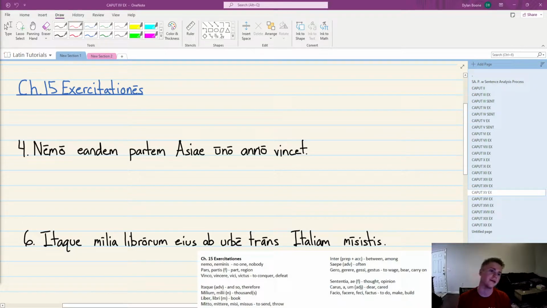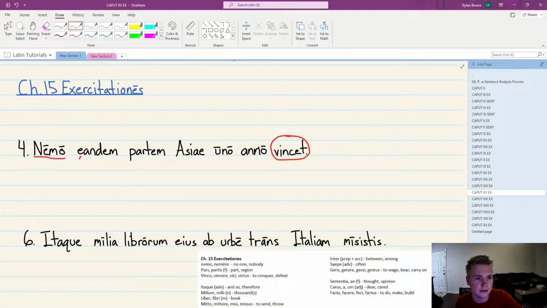So number 4 here, nemo eandem partem Asiae uno anno vincet. Starting off here with our verb, right where we expect it to be. Vincet. Nemo is a noun. Eandem is a pronoun. That dem should ring some bells in your head. Partem is a noun. Asiae is a noun. Adjective. And a noun. Okay. So, vincet is probably the easiest one.